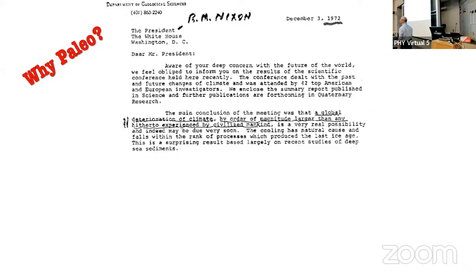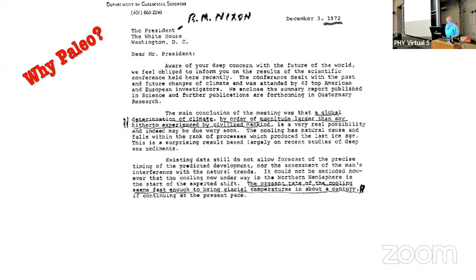Oh, great, excellent. So the cooling has natural causes and falls within the range of processes that produced the last ice age. So basically, they're concerned that the last ice age might come again. I think the people understood that aerosols have a cooling effect, and they were concerned that that would kick the Earth into a new snowball, right? Okay, so what would be the results of that? They first say the present rate of cooling is fast enough to bring glacial temperatures in about a century. Great, what would be the results?